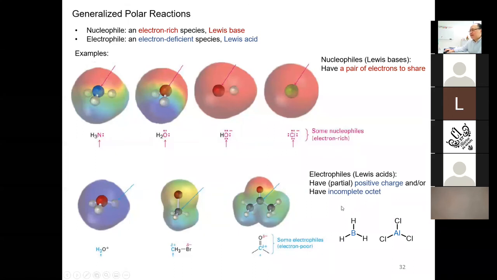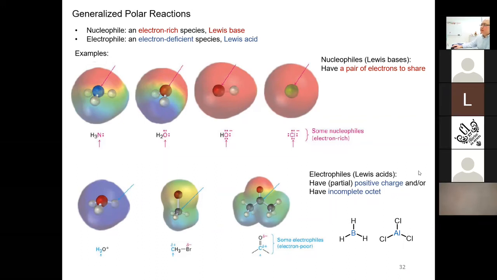Another scenario is that if a molecule has an incomplete octet, for example, trichloroaluminum, it can accept electrons because it has an incomplete octet. Okay, it's a very strong Lewis acid. And I remember I showed you this example when we reviewed the concept of Lewis acid and base, that trichloroaluminum can react easily with diethyl ether. The same with borane. So they are both very strong Lewis acids with incomplete octets. That's a very good electrophile.